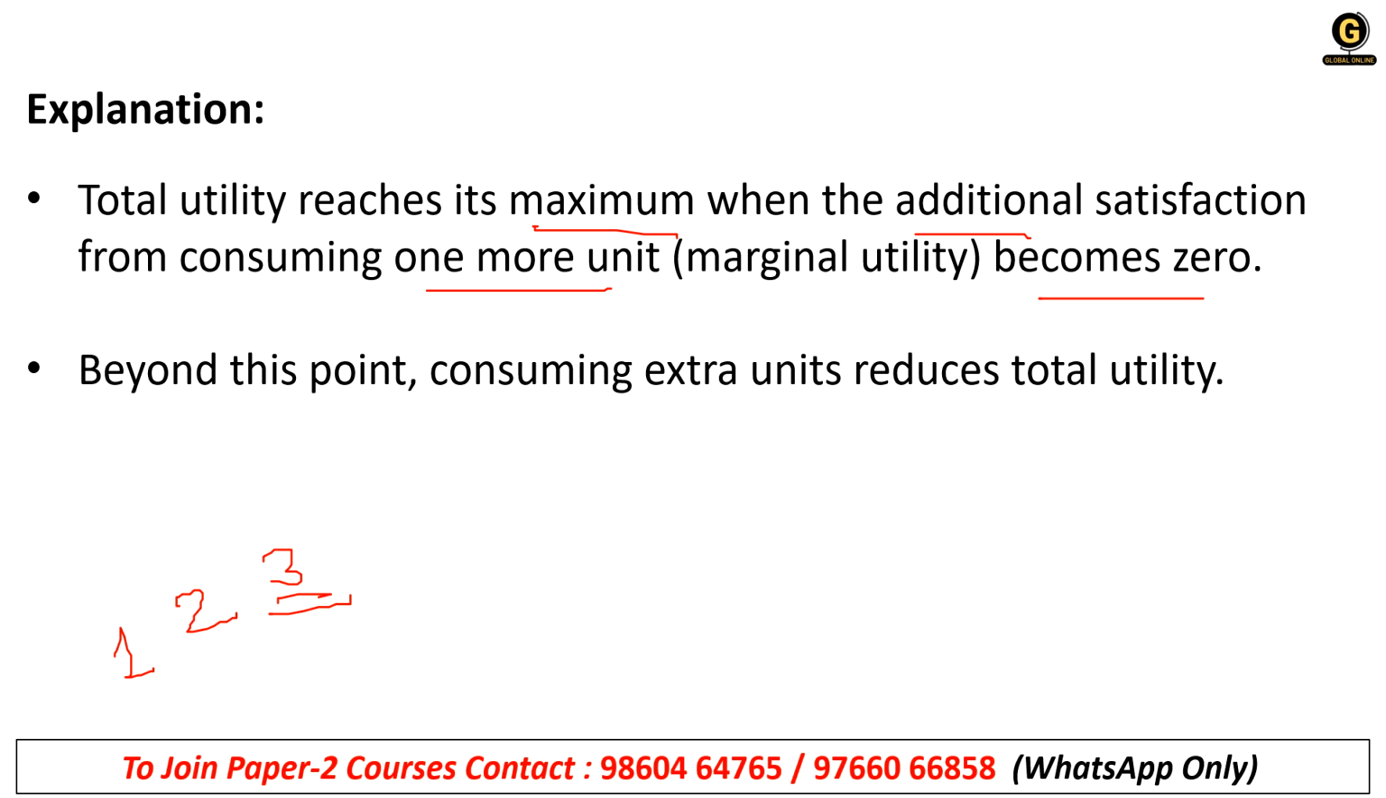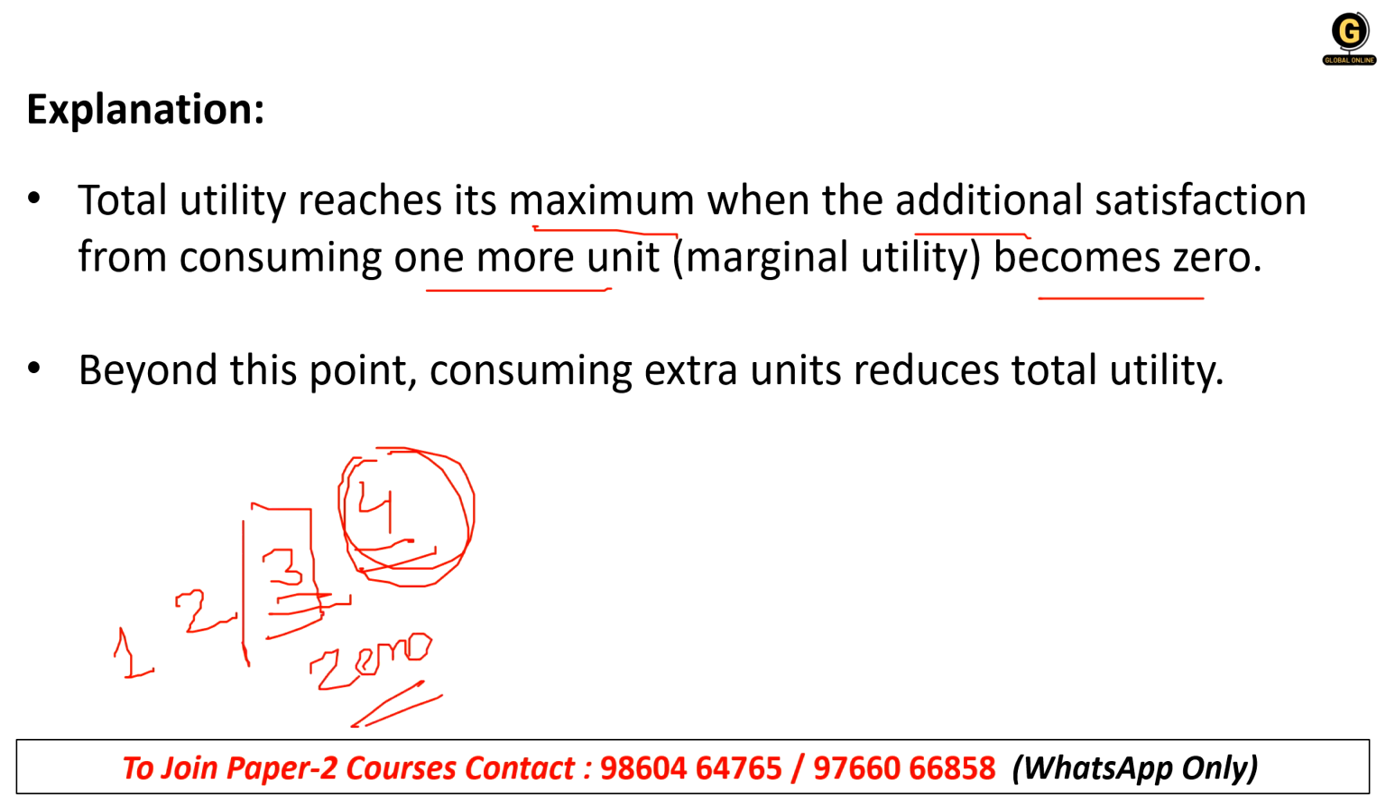And after consuming the third apple, if you add one more, that means the fourth apple, your marginal utility will be reducing. Getting it? Your total satisfaction, the total utility, will be reduced from this point. That means the third point is the 0. Marginal utility is 0 here because your satisfaction level has reached the maximum. And after that, when you add one more unit to consume, it will reduce your total utility.